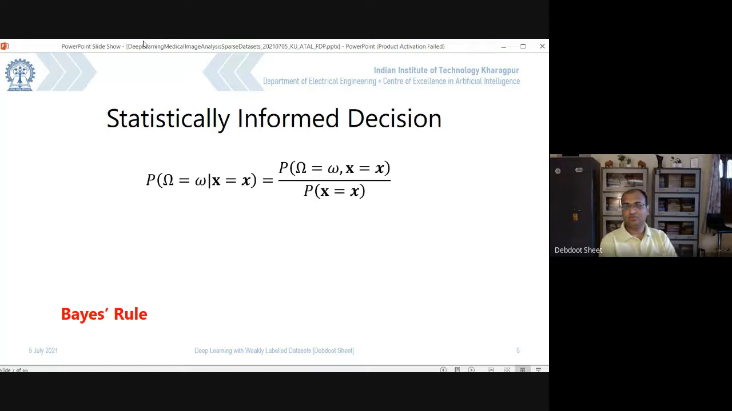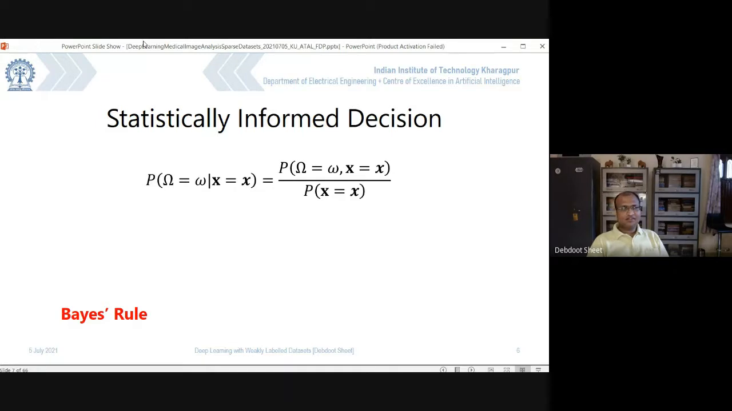And what this Bayes rule says is very straightforward. Given that you know the joint probability of occurrence of an event and a decision, where a decision is omega, an event is x, and you know the evidence of an event occurring, which is probability of x, you can probabilistically assign what may be the possible outcome. So an outcome or a decision is omega.